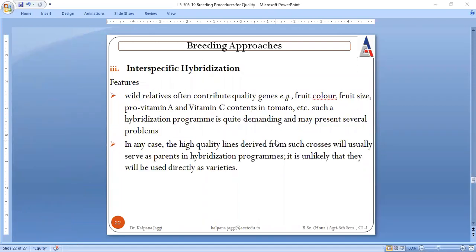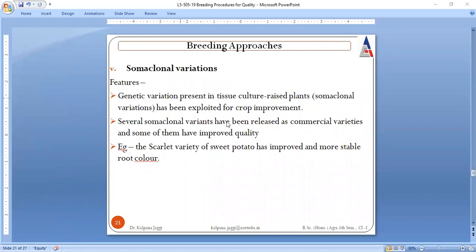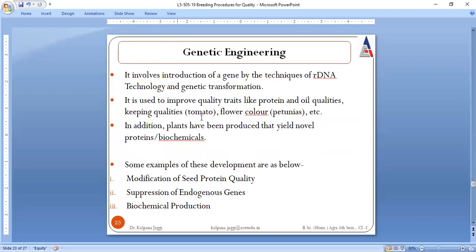Modern technology. So now is genetic engineering, and when we say genetic engineering, we basically talk about recombinant DNA technology.